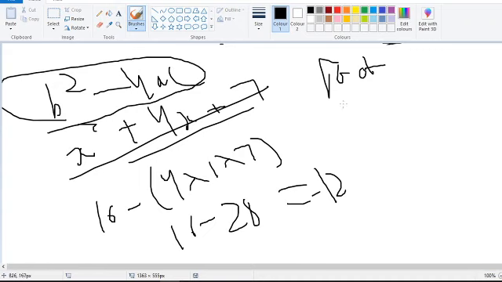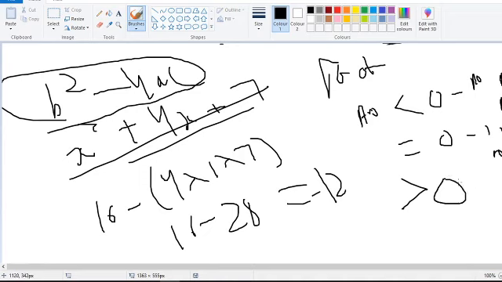So the rules are, if the answer is less than 0, that means no real roots. If the answer is equal to 0, 1 real root or repeated roots. And if the answer was greater than 0, that would mean there would be 2 real roots. That is literally all you need to know for chapter 3, I think. Yeah. Well, discriminant and simultaneous equations.